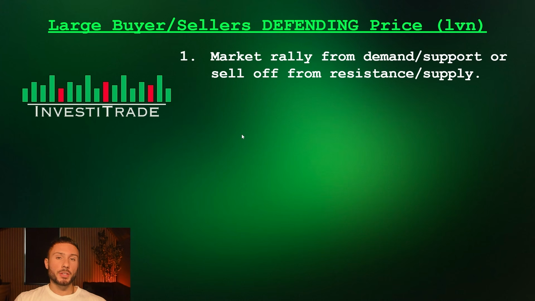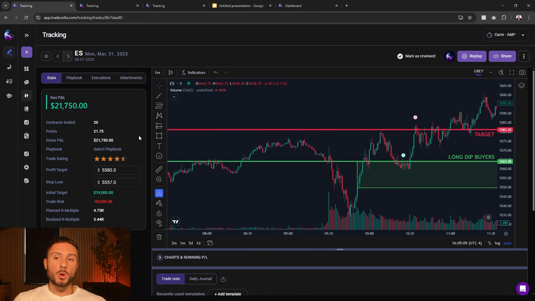So the first part to the strategy could be looked at as an optional step, but I put this first because the more information the market provides us and the more structure it presents, the more effective this strategy will be. So point number one is essentially looking for the market to rally off of a level of demand or a level of support, or sell off from a level of resistance or a level of supply. For example, let's go over the first setup, which was on Monday, March 31st.